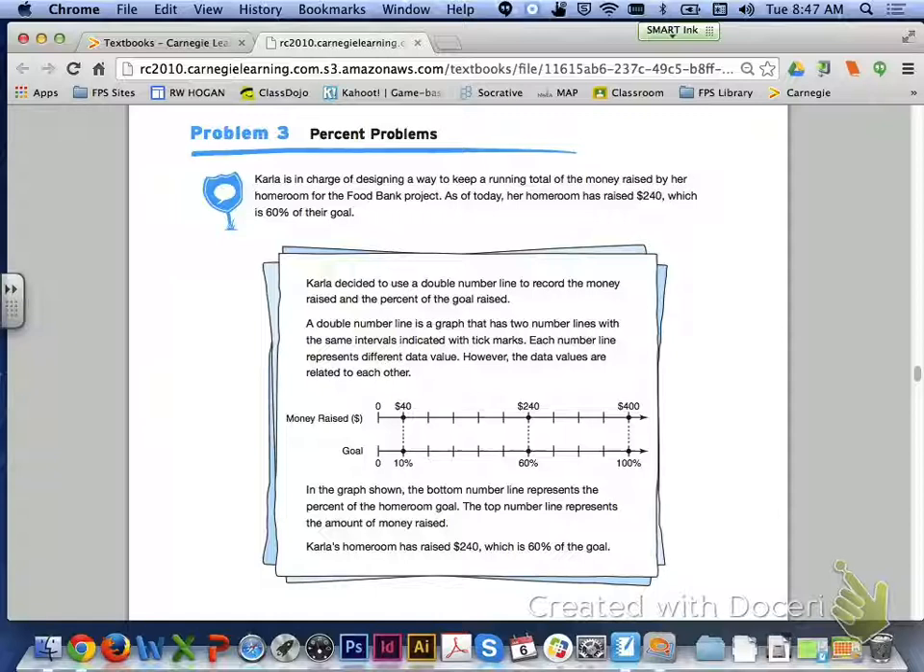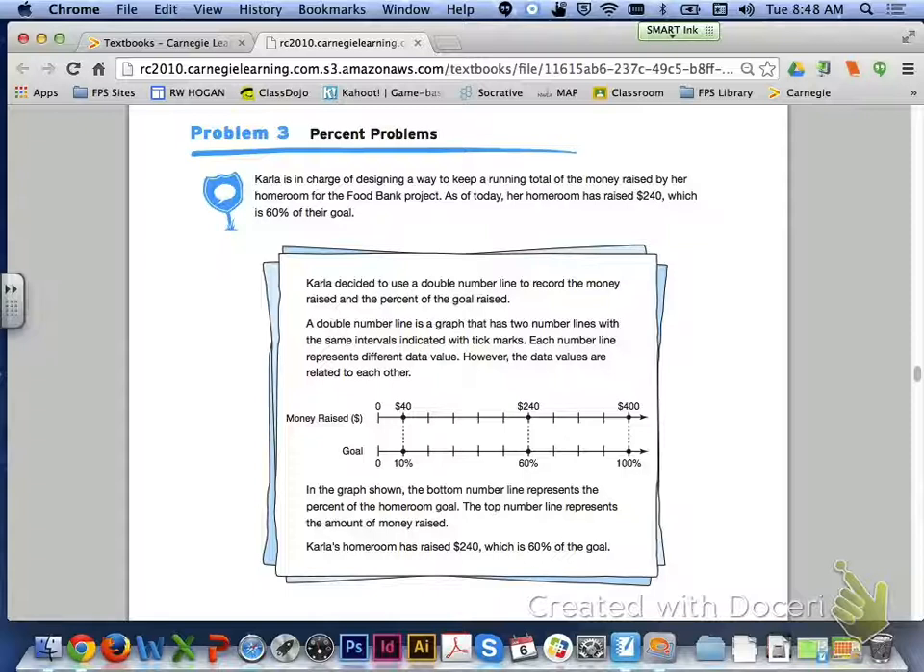Let's turn to page 424 and take a look at problem 3, percent problems. It says Carla is in charge of designing a way to keep a running total of the money raised by her homeroom for the food bank project. As of today, her homeroom has raised $240, which is 60% of their goal. Carla decided to use a double number line to record the money raised and the percent of the goal raised.